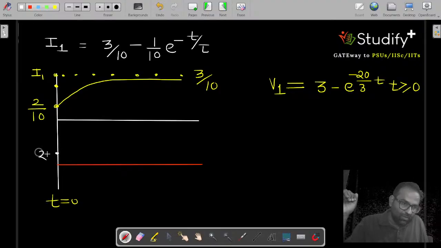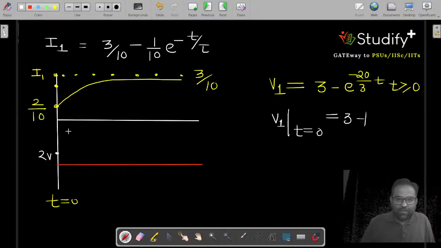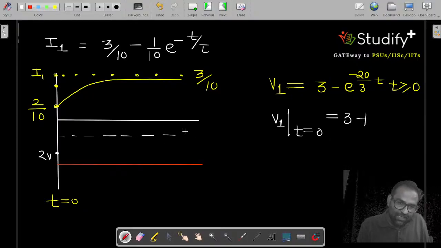This voltage is 2 volt, because when we write V1 at t equal to 0, this is 3 minus 1. 3 minus 1 is 2 volt. And when we put t equal to infinite, this value will go to 3 volt. So can I say this is the condition of the voltage here? In a steady state, what is the potential drop? The potential drop is 3 volt.